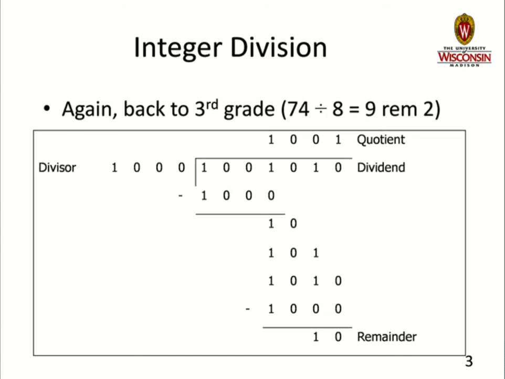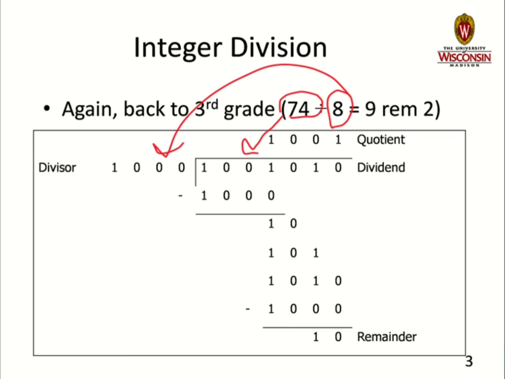designing. We'll start our discussion of integer division by reminding you of how you did long division back in third grade. So just as a simple example, if you take the number 74 and decimal divide it by 8, you expect a quotient of 9 with a remainder of 2. The way we do this in binary numbers is very similar.